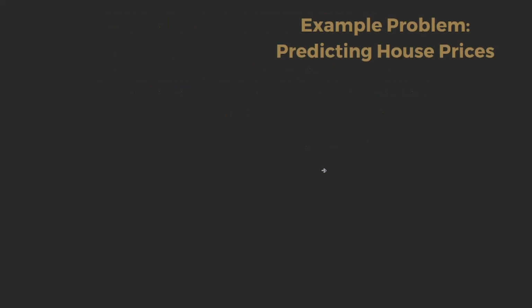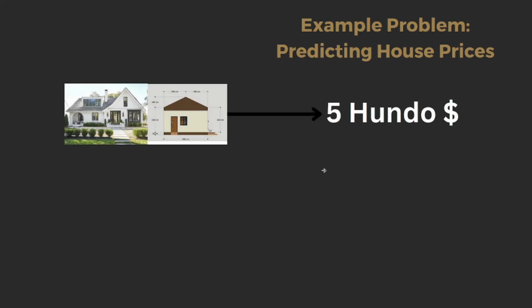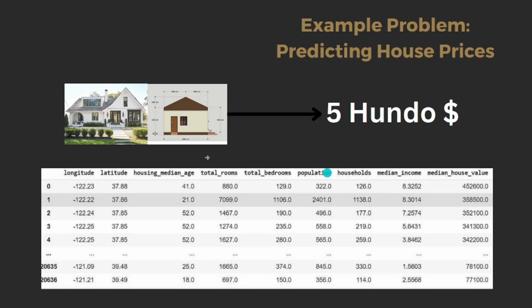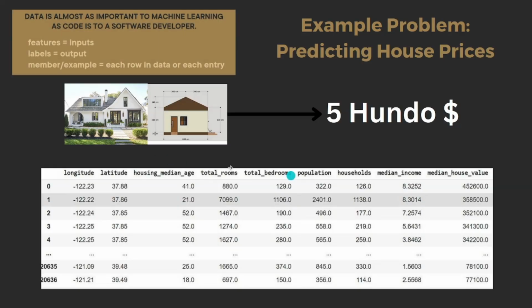So let's talk about our example problem. Our example problem is predicting house prices. So imagine we have some house and we want to turn it into money and see the actual value of the house. We're going to take our data set, and this is a data set of houses. So it has basic descriptions of the house, and we're going to see if we can turn it into money.